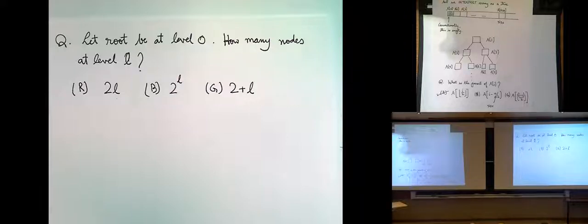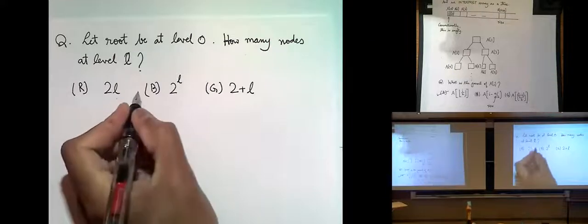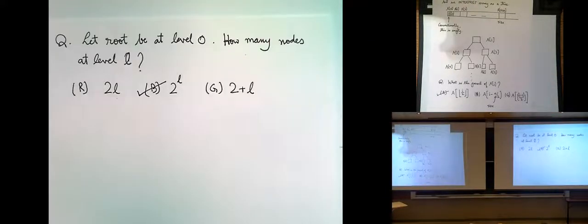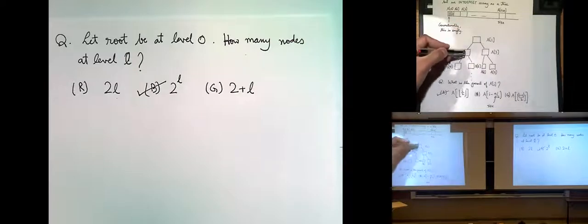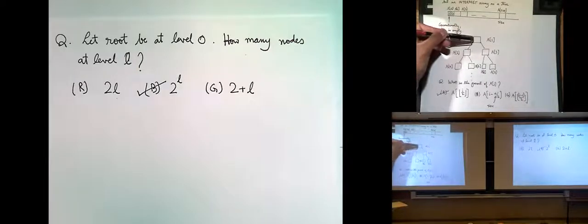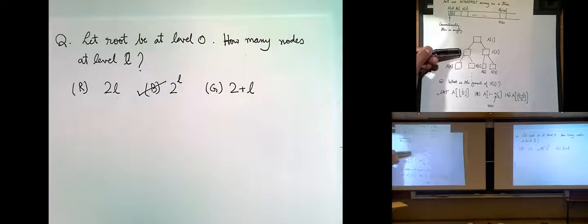Okay, so what is the answer? How many nodes? Exactly. It's 2 to the L, right? You can see it over here. This is again amoeba doubling, right? The bacteria is doubling, so every node has 2 children, so it starts at 2 to the 0 is 1, 2 to the 1, 2 to the 2, so on and so forth. Okay, next question.